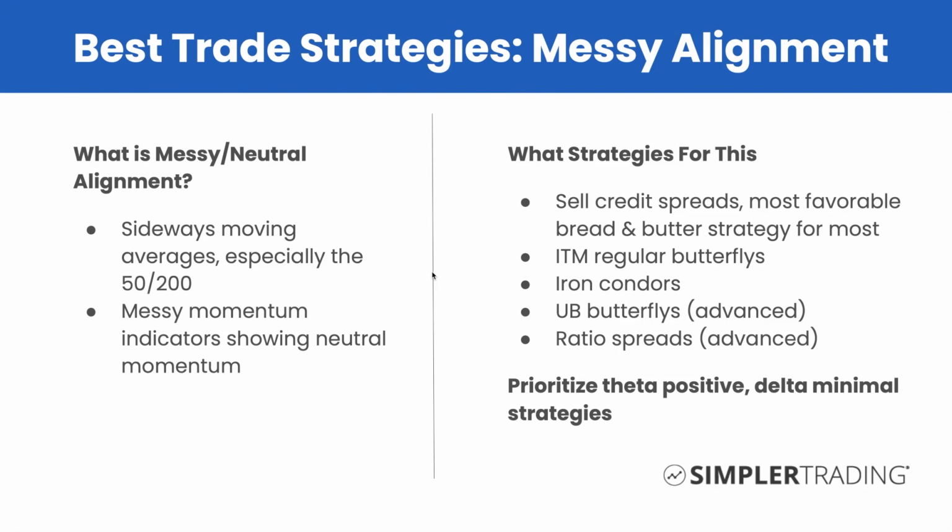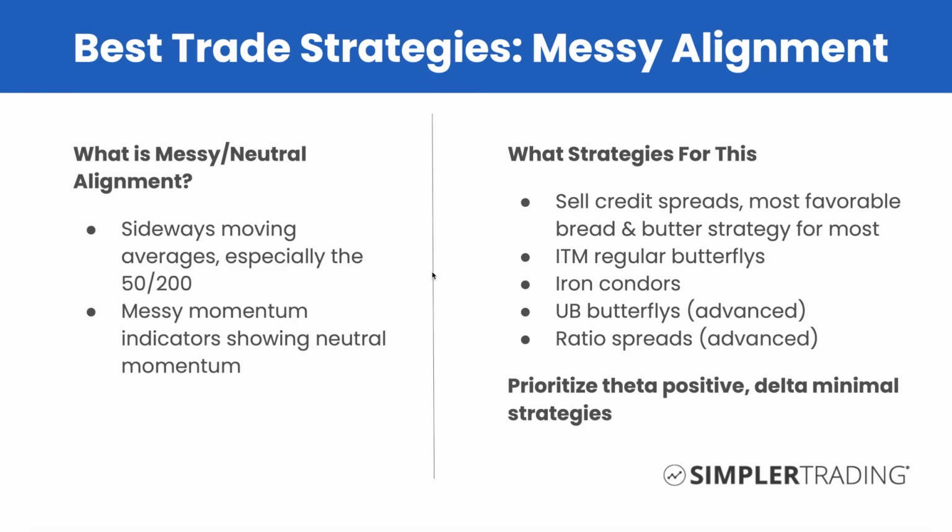Let's say that you have messy alignment. What does messy alignment look like? Well, you're going to have sideways moving averages, especially the 50 and the 200 SMA, and you're going to have messy momentum indicators showing either neutral momentum or conflicting momentum. You'll have some time frames that are bullish, some time frames that are bearish. When you mix bullish and bearish together, you get a mess, and that would be messy alignment. What strategies are best for this?